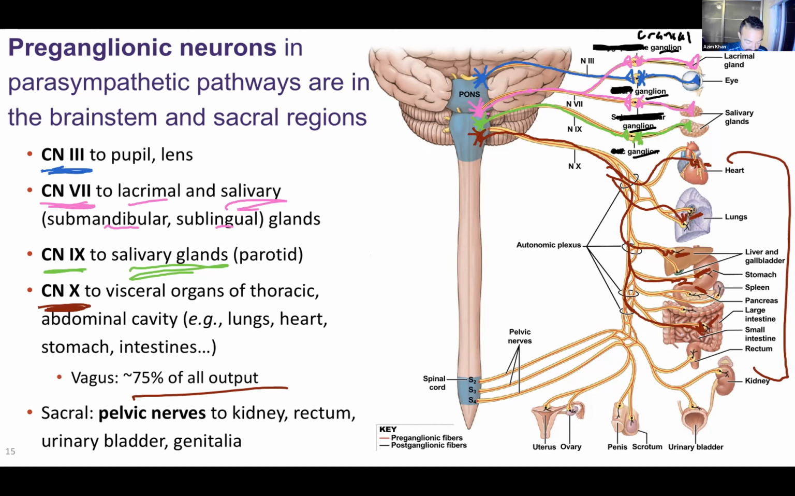Your pelvic nerves, which come from that sacral division, S2 to S4. Pelvic nerves control your kidney, your rectum, your urinary bladder, genitalia. That's controlled by preganglionic neurons coming from S2 to S4.